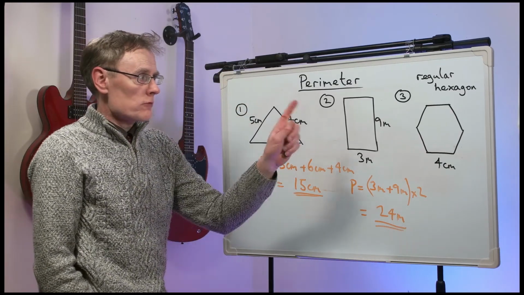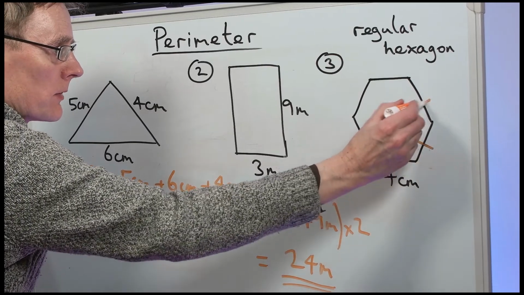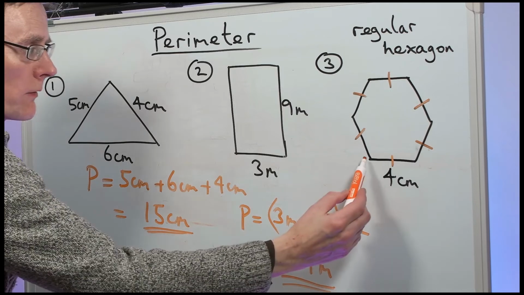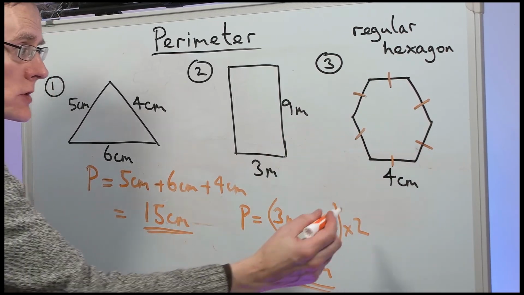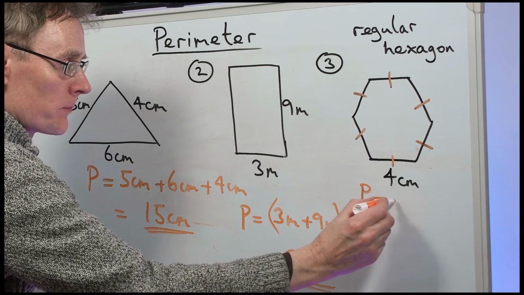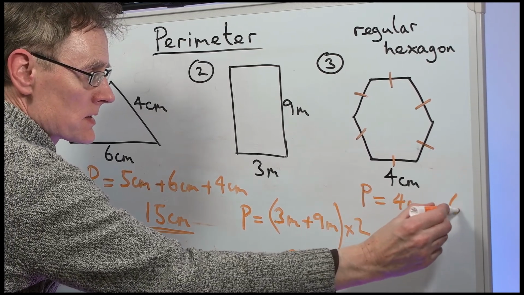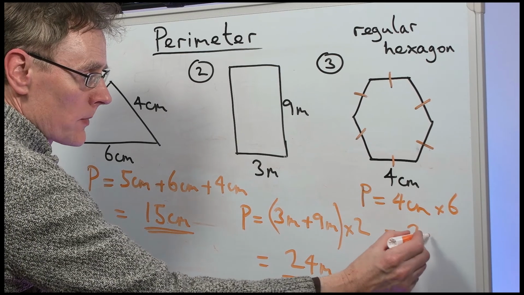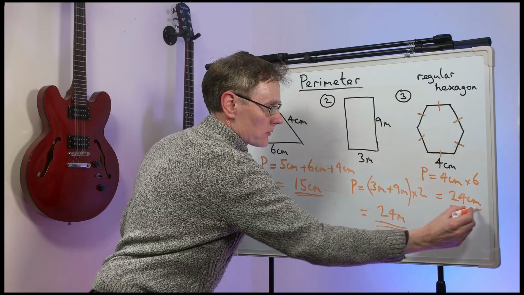The last one, we have a regular hexagon. So all the sides are the same length. Each side is 4 centimetres. We have 4 plus 4 plus 4 plus 4 plus 4 plus 4. How many 4s? The perimeter is 4 centimetres times 6, because a hexagon has 6 sides. 6 4s are 24 centimetres.